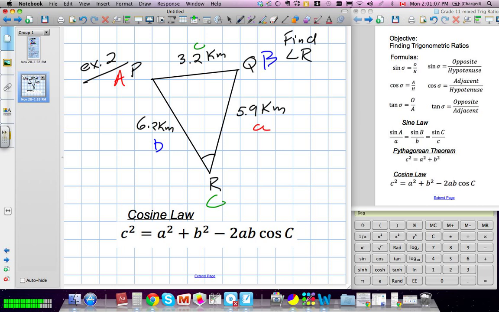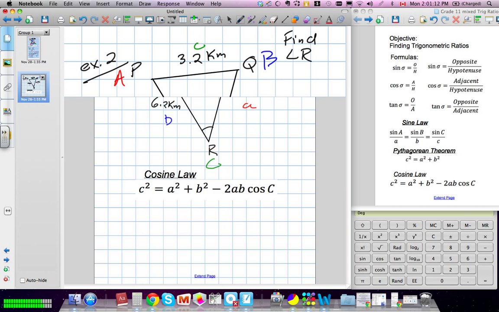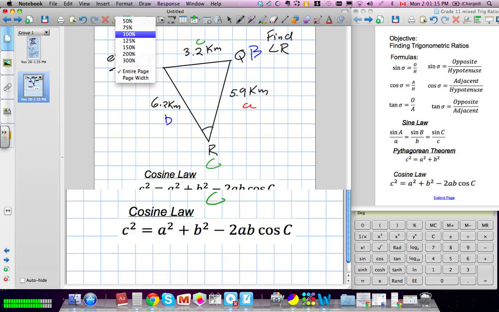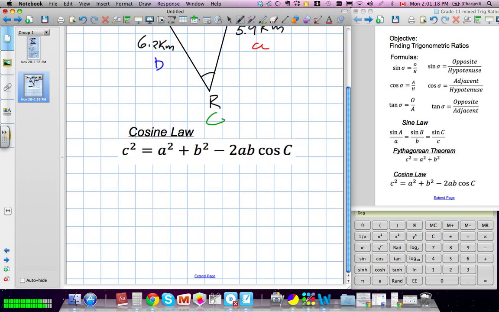Our side C is 3.2 kilometers. Really big. So we have 3.2 squared is equal to side A, 5.9 squared, plus B, 6.2 squared, minus 2 times 5.9 times 6.2 cos. Now, this is what we're looking for, our angle R. We can call it C or X. It's completely up to you. We're going to continue to call it angle C.